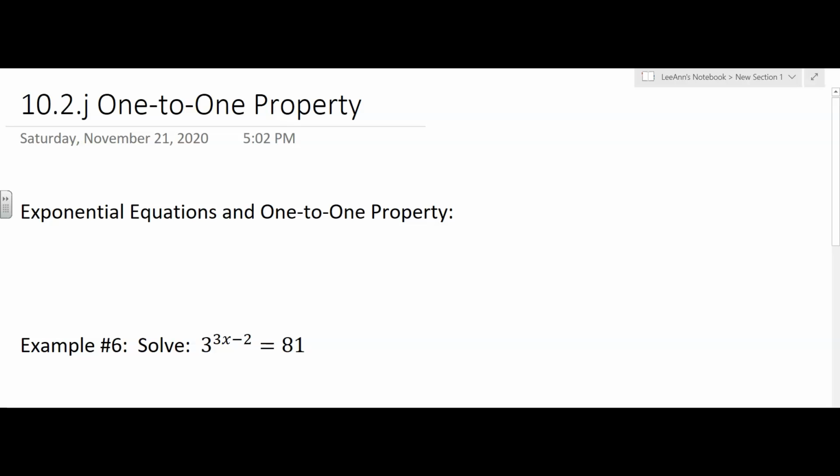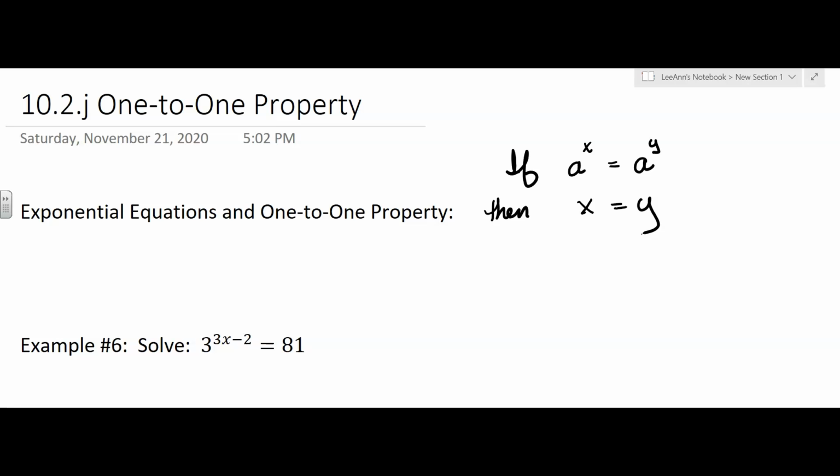Okay, so we're going to talk about exponential equations and one way to solve them. They use what's called the one-to-one property. It says this: if you have a base to some exponent and it equals the same base to some other exponent, then the exponents have to be equal to each other. So think about it. You know the two sides are equal and they've got the same base. So that means the exponents have to be equal, okay?